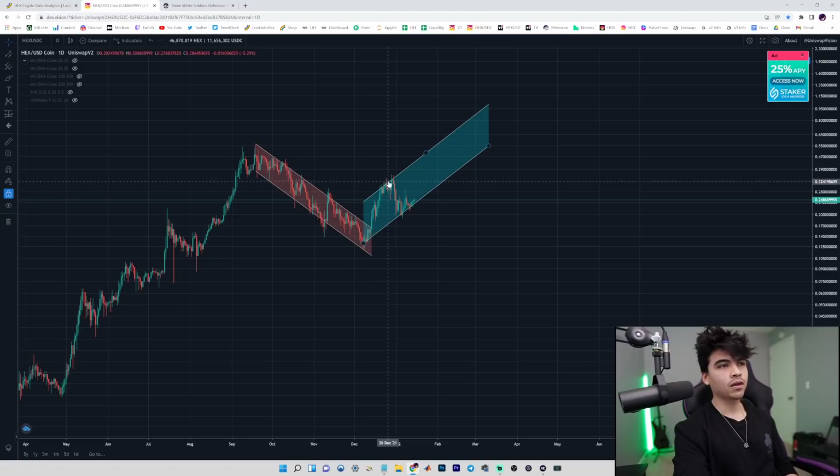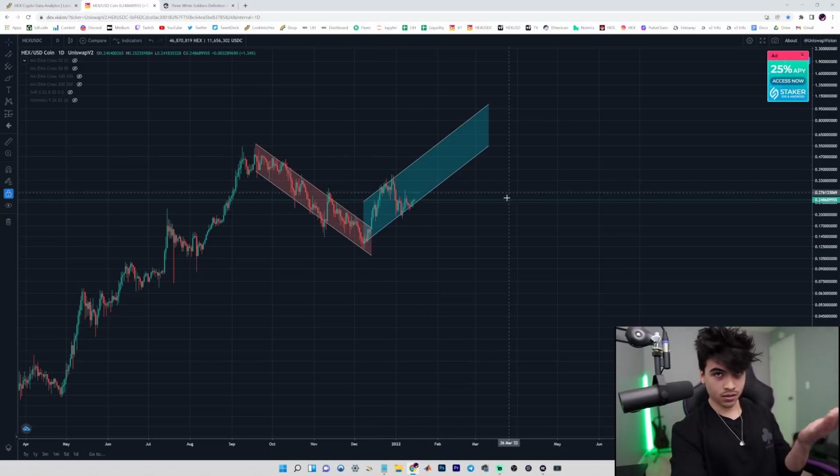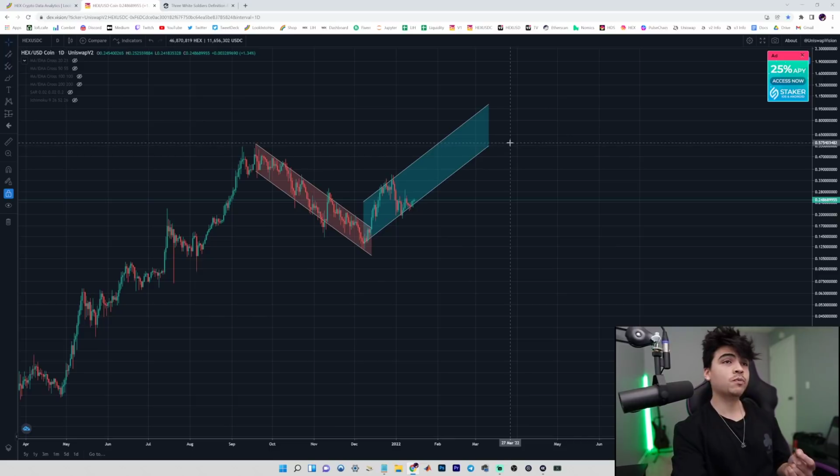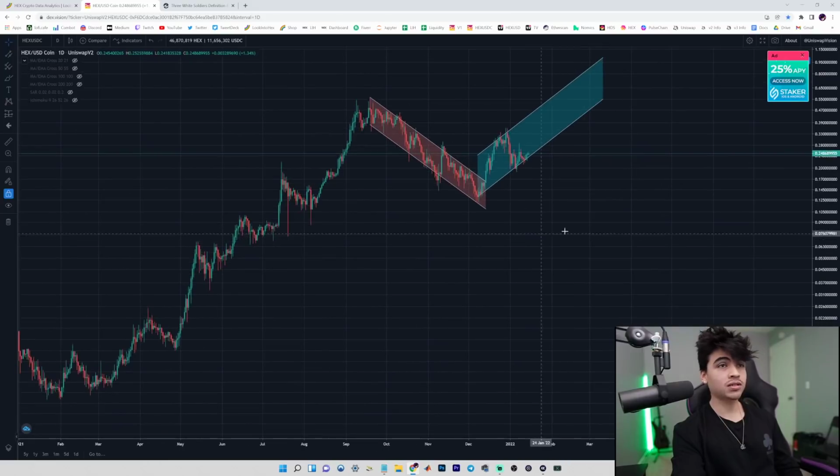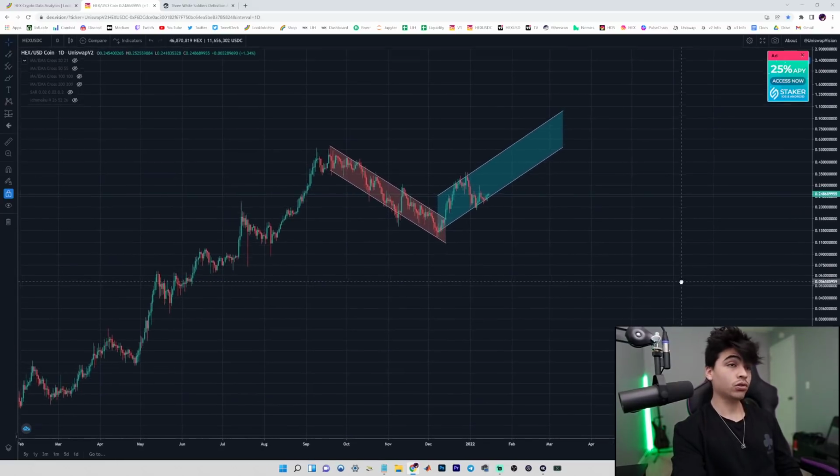It was, right? Then we came back down to the bottom of what could potentially be what you see here, an uptrend parallel channel that we could be going into. I wouldn't be surprised. I'd like to see it. I'm not saying it's going to happen. I have no clue what's going to happen.